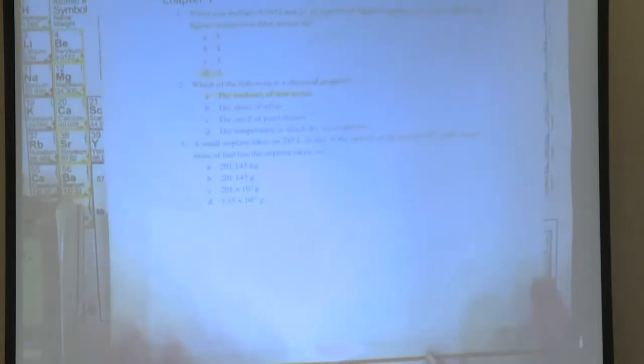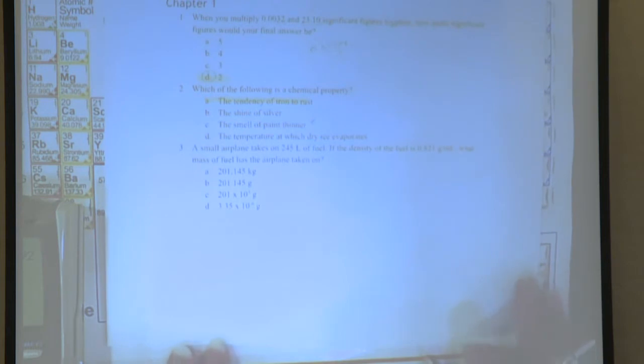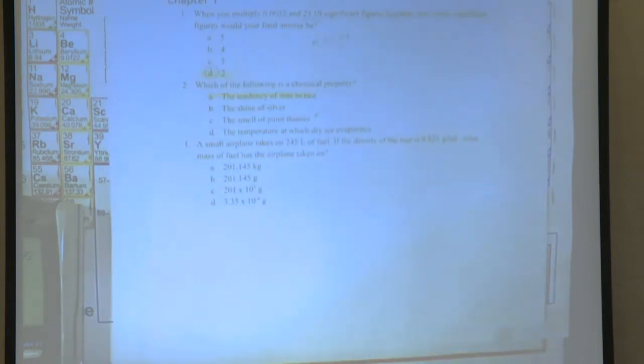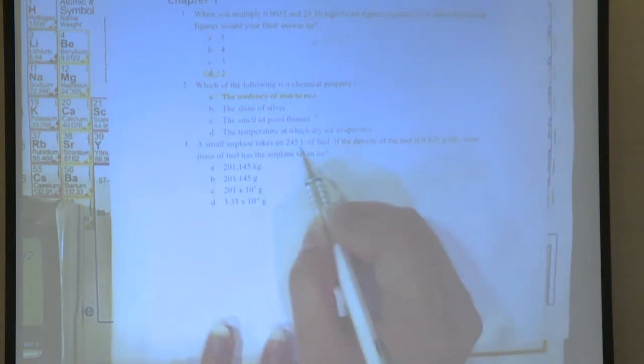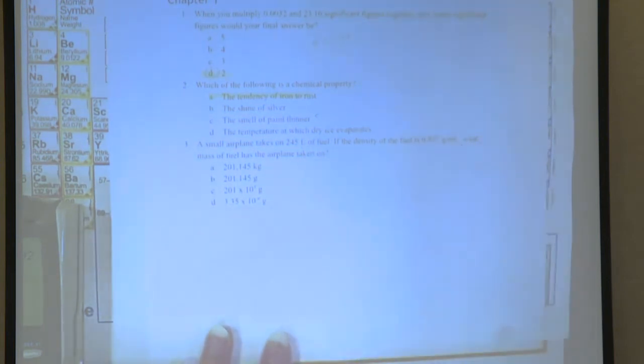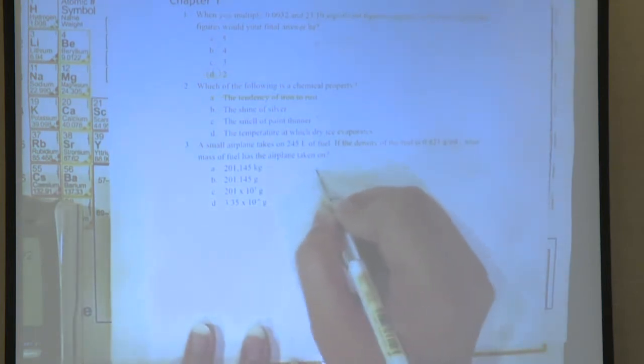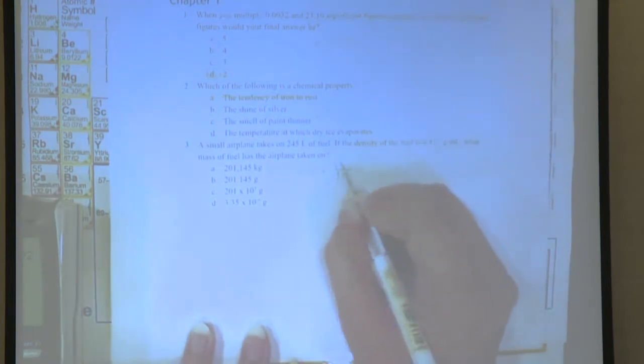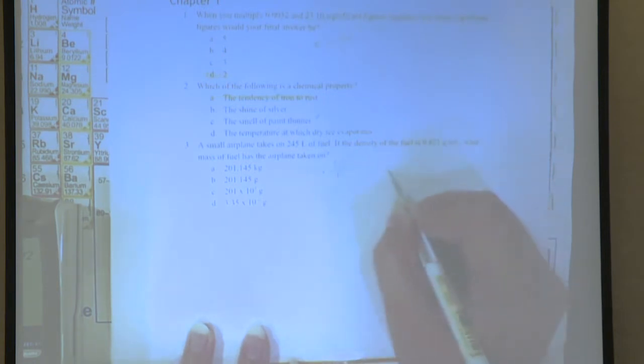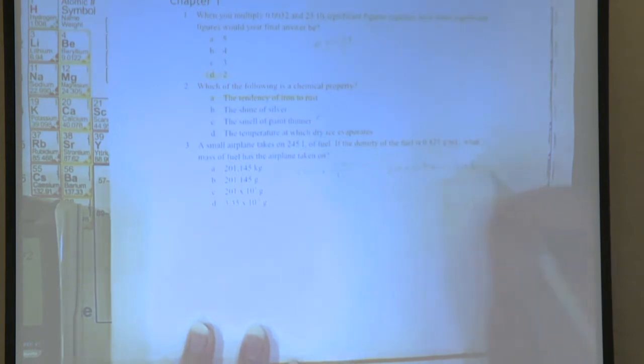Cool. Number 3: a small airplane takes on 245 liters of fuel. If the density of the fuel is 0.821 grams per mL, what mass of fuel has the airplane taken on? The first thing to notice is that the liters and the milliliters are not the same, so we can't do much math yet. We have to make sure the volume units are similar. So I'm going to do some dimensional analysis and turn this into mL, with 1 liter for every 1,000 mL. That's how many milliliters of fuel you have.